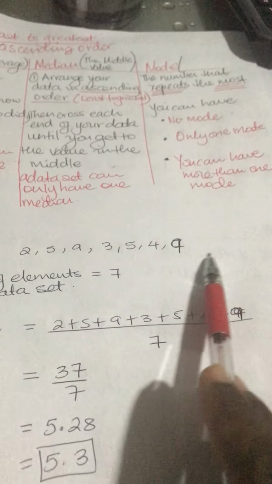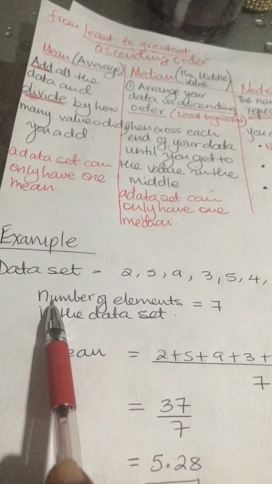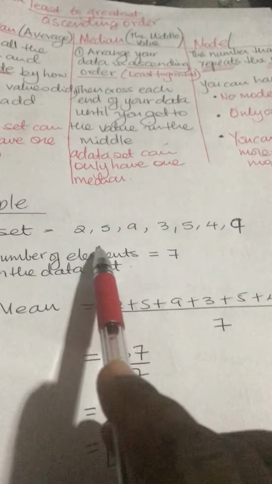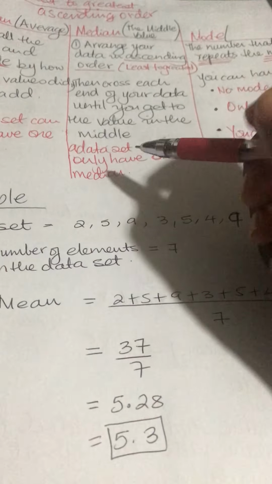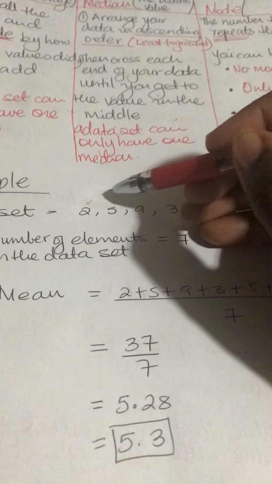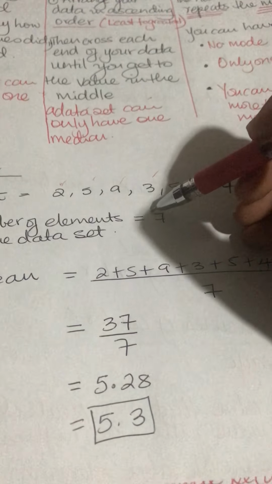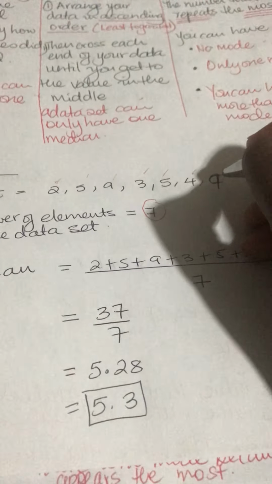This is your data set. And the question said, find the mean. That's what the question said. So you add all your numbers. Let's count how many numbers we have. 1, 2, 3, 4, 5, 6, 7. That's why we wrote this 7 here. This is a 9.